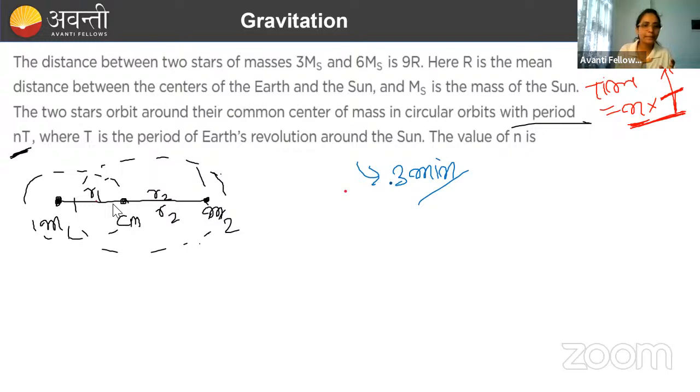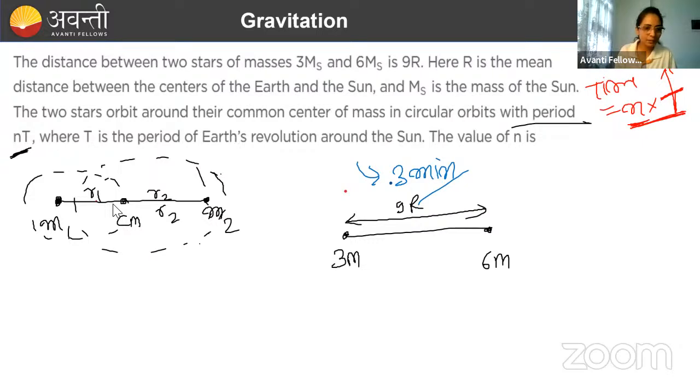So suppose I am picking up 3m. चलो मैं यहाँ पे एक बनाती हूँ, ये 3m है और ये तुम्हारा 6m है. Distance between them is how much? Yes, first correct. So distance between them is equal to 9r. First try to locate the center of mass.